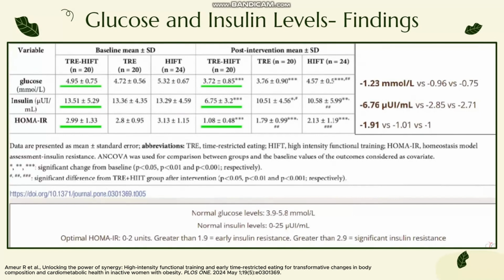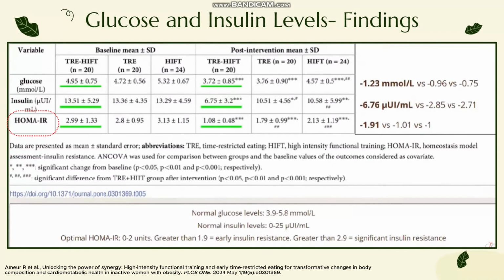However, the TRE group and the HIFT group individually saw less of a reduction, with TRE dropping to 10.51 and HIFT dropping to 10.58. These big reductions in insulin mean that the participants' bodies became more sensitive to insulin. They needed less of it to control their blood sugar. This improvement in insulin sensitivity is a big win for preventing or managing insulin resistance.